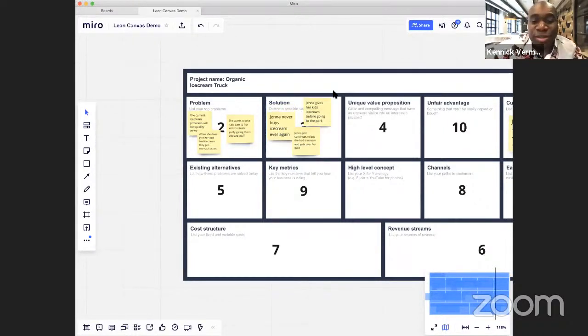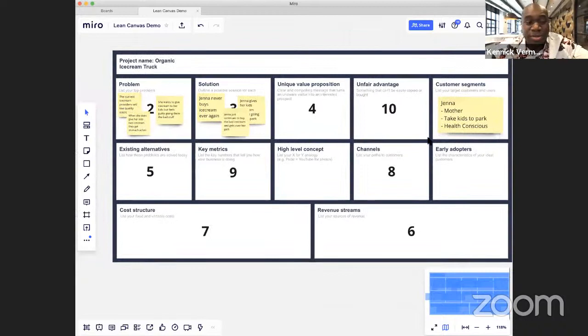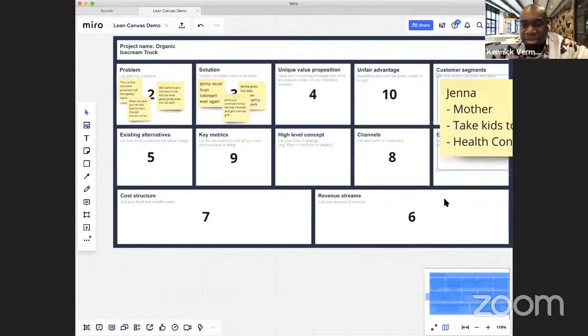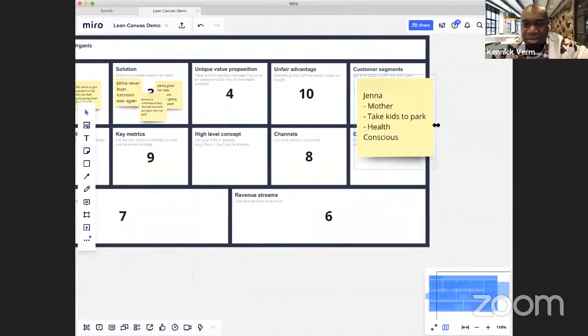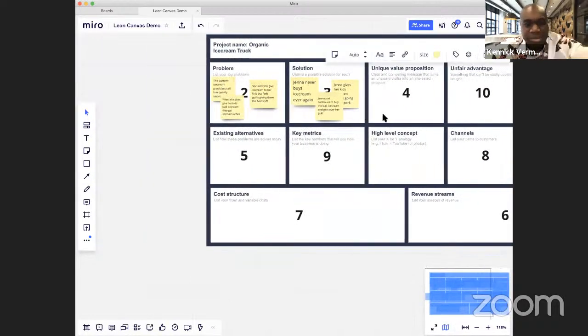Now remember, solutions don't necessarily have to be in the same wheelhouse as your product or service. It could literally be whatever the customer has done to solve their problems. Sorry, let me just do this because I don't want there to be any confusion over here. We'll just take up both of these boxes.